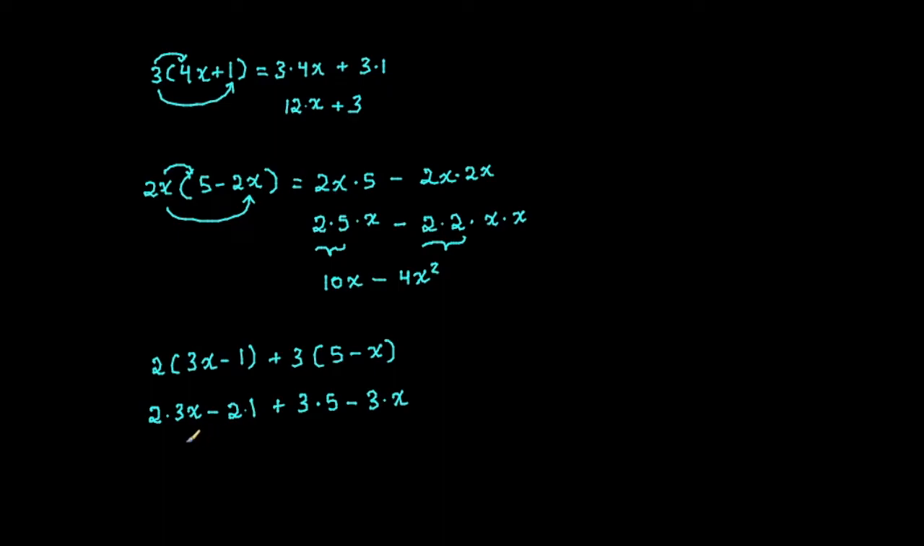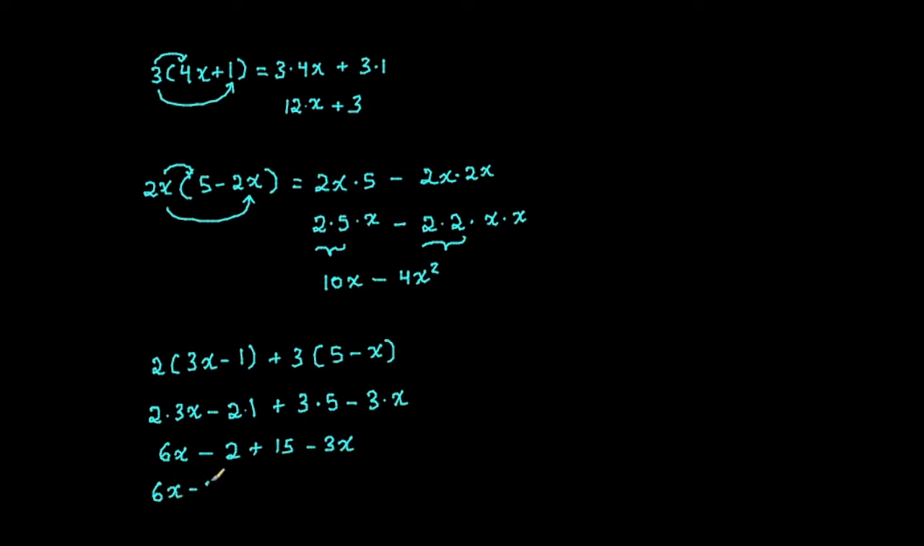Okay, and now we're going to simplify things a little bit. Here we have 2 times 3 times x. 2 times 3 is just 6. And then we just bring down the x. Minus 2 times 1 is just 2. Plus 3 times 5 is just 15. And then minus 3 times x is just 3x. Okay, and again, I'm going to write this in a different order. I'm not going to change the value, but I'm just going to write it in a different order so you can see things maybe a little bit more clearly.